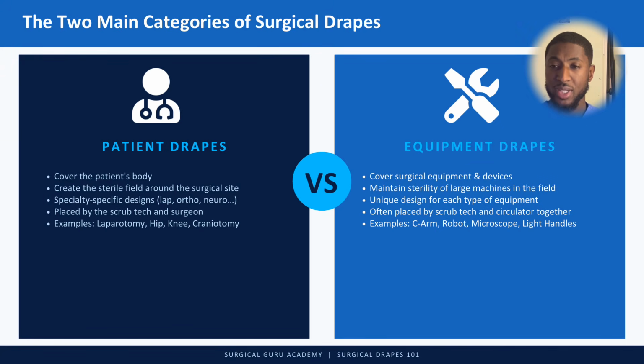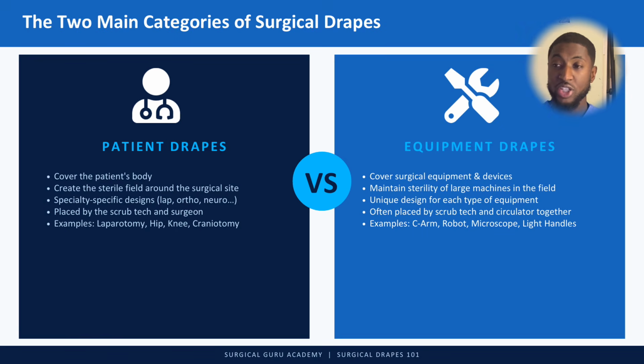Placed by the scrub tech and the surgeon. So this is why it is important to understand draping as a surgical tech, because a lot of times you are going to be responsible for helping the surgeon, helping the doctor put the drape onto the patient. And now you want to know what you're doing, because you don't want to contaminate yourself, like we talked about in the last slide. So it is very important to understand that. And then examples here, it puts laparotomy, hip, knee, craniotomy.